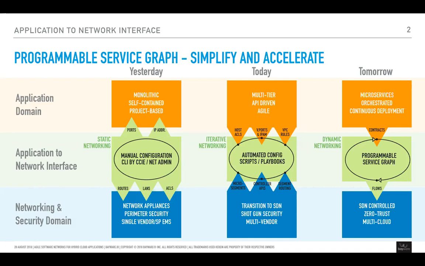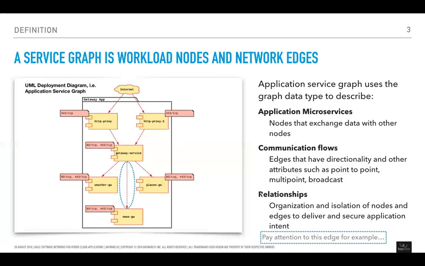Tomorrow we need dynamic networking. This can be achieved with the programmable service graph where programmable contracts express the intent of the application and programmable flows instantiate those flows into any network infrastructure. Let's define a network service graph.